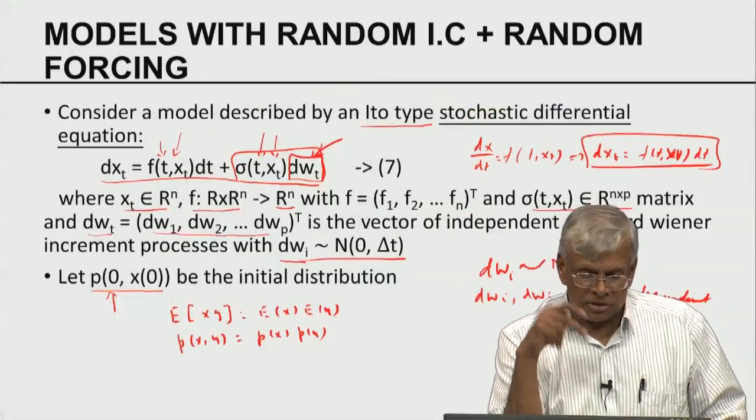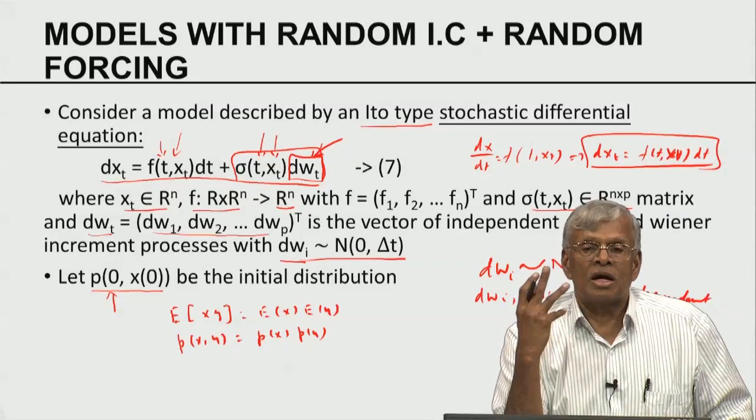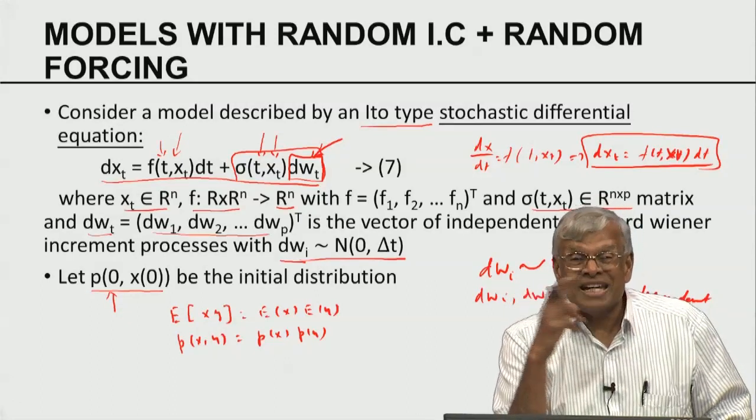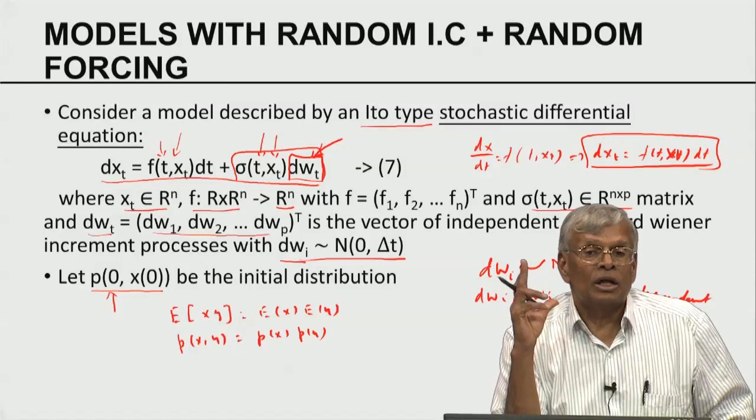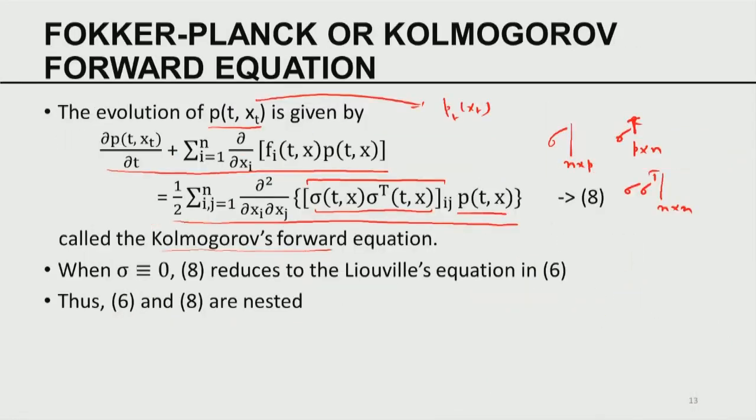In terms of Markov processes, the model 7 actually defines a continuous time Markov process. We have already dealt with Markov process in the context of nonlinear filtering in discrete time. This is in continuous time. So Kolmogorov's forward equation essentially tells you how the probability density of the state function evolves in time when the model is subjected to two types of randomness, one coming from randomness in initial condition, another coming from randomness in the forcing function, the forcing function of the type induced by the Wiener increment.